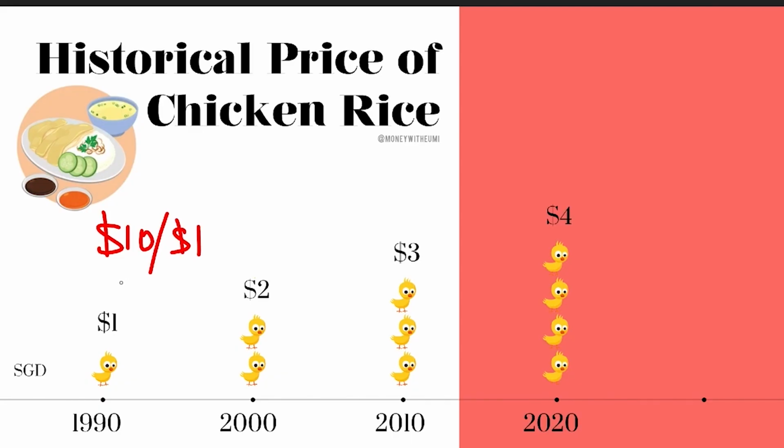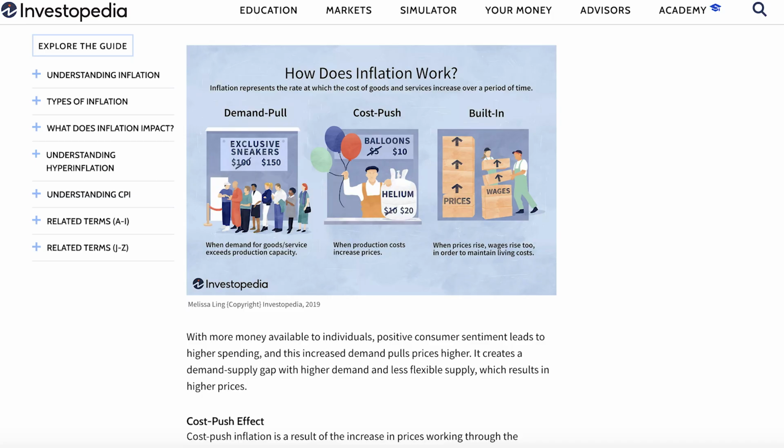So let's say you have $10, you would be able to get 10 plates of chicken rice in the 1990s, but right now you can only get about 2.5 plates of chicken rice. So when prices increase due to inflation, your purchasing power decreases. And there are three main types of inflation: demand pull, cost push, and built-in.